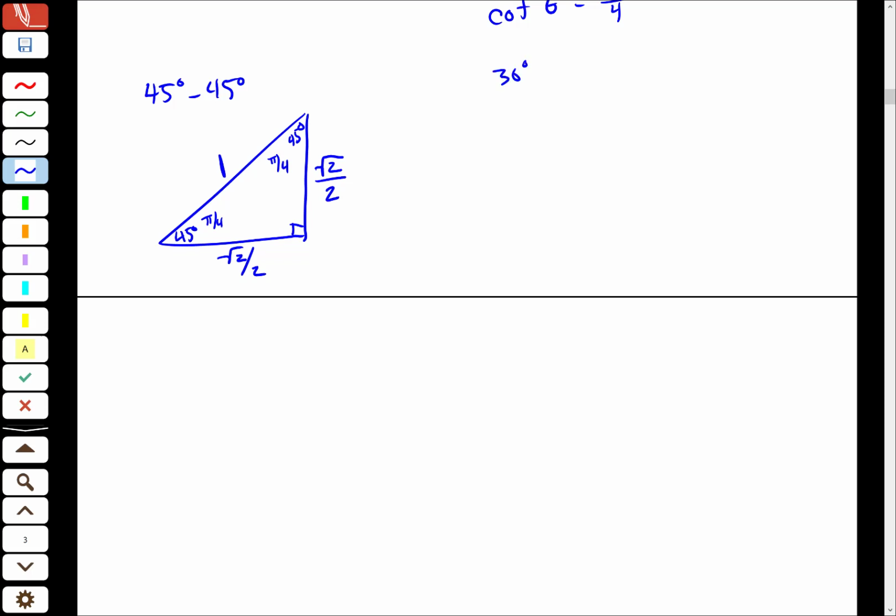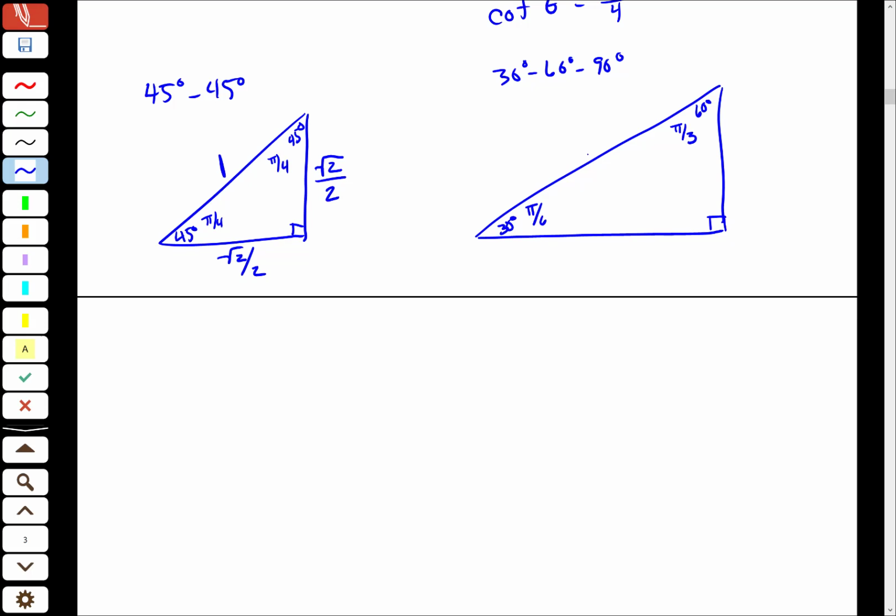For a 30, 60, 90 triangle, the angles are 30 degrees being pi over 6, 60 degrees being pi over 3, and again the hypotenuse is 1. This short side across from 30 degrees is 1/2. And the long side across from 60 degrees is square root of 3 over 2. These are very easy to generate using just the Pythagorean theorem.